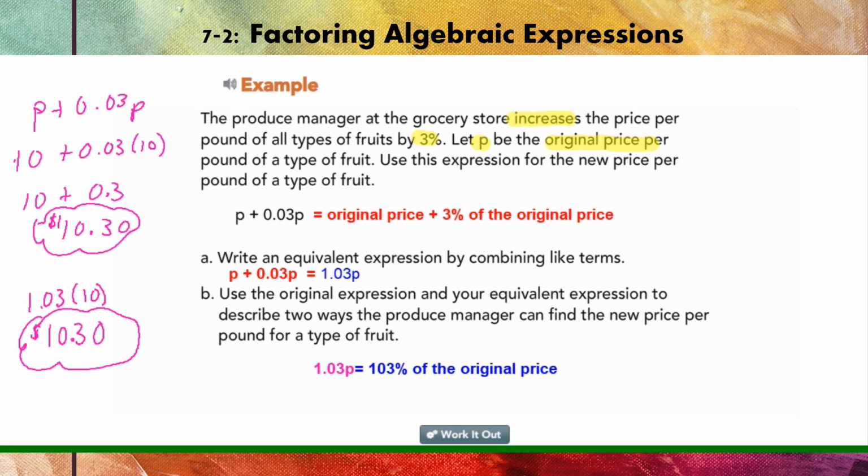So there's two different ways you can do this. You can find the 3% and then add it to the original, or you can just add the percentages and then you can multiply.